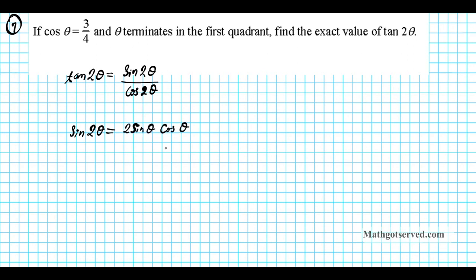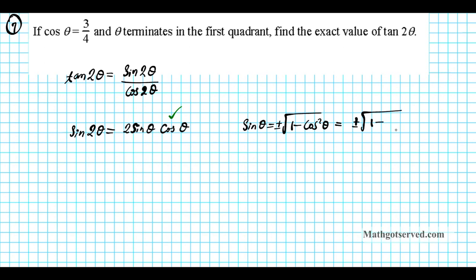For this one, we already know what cosine theta is. Cosine theta is 3 over 4. So what is sine theta? Can we find it? The answer is absolutely. If we know cosine, we can find sine using the Pythagorean identity. So we can use the identity sine theta equals plus or minus the square root of 1 minus cosine square theta. So plus or minus the square root of 1 minus cosine, which is 3 over 4.